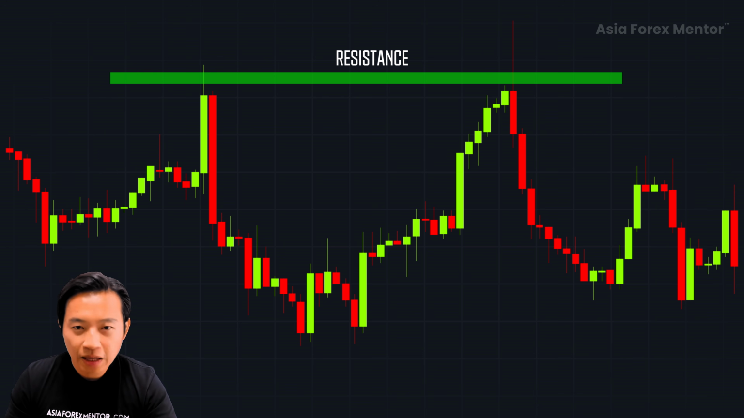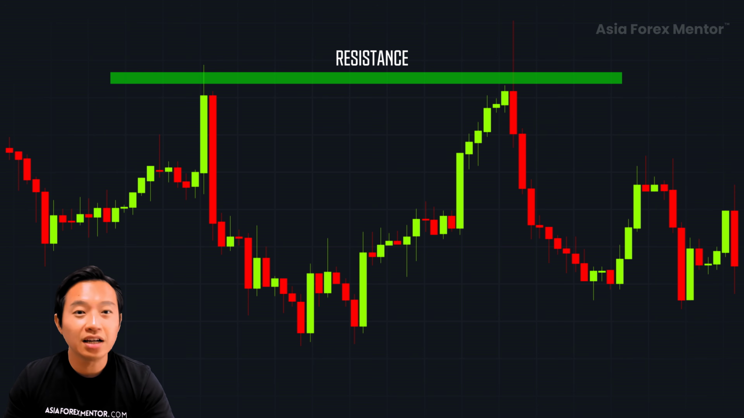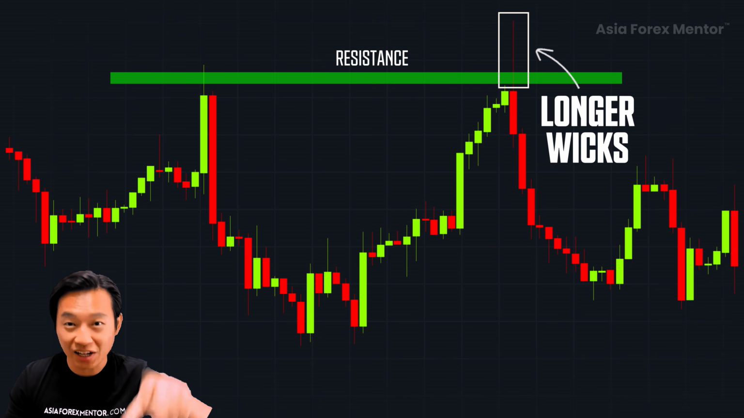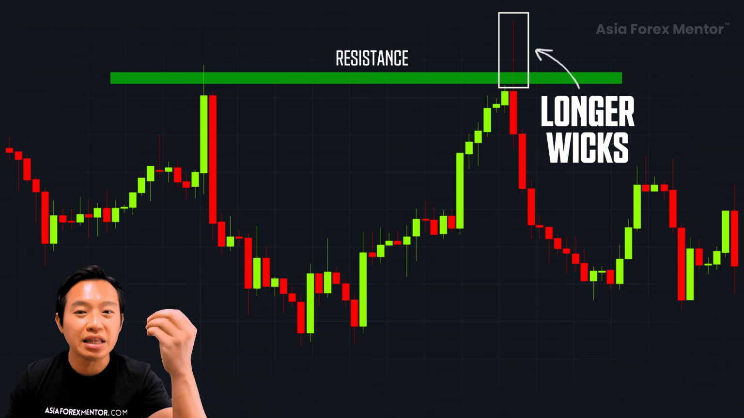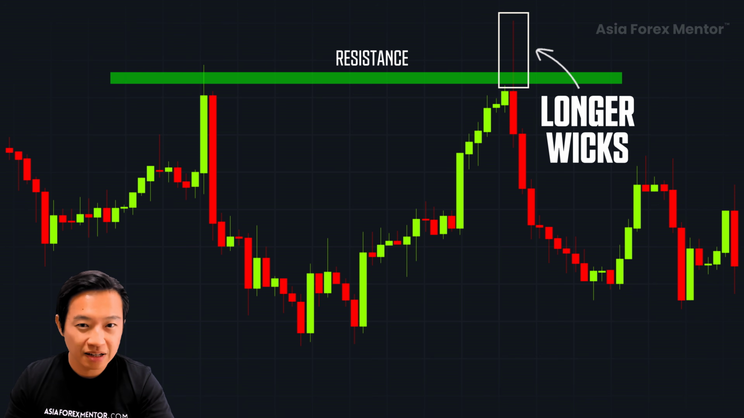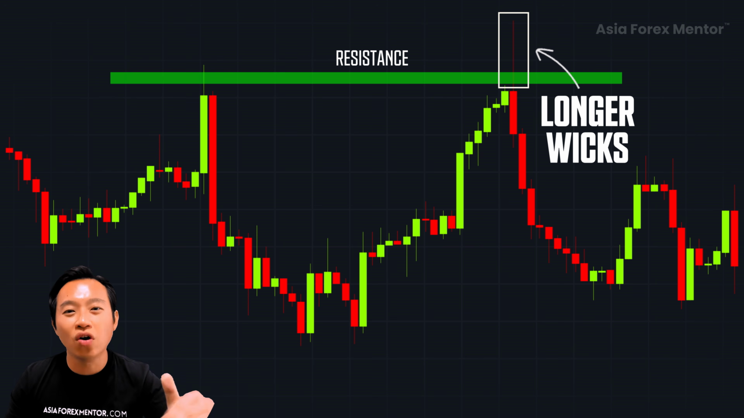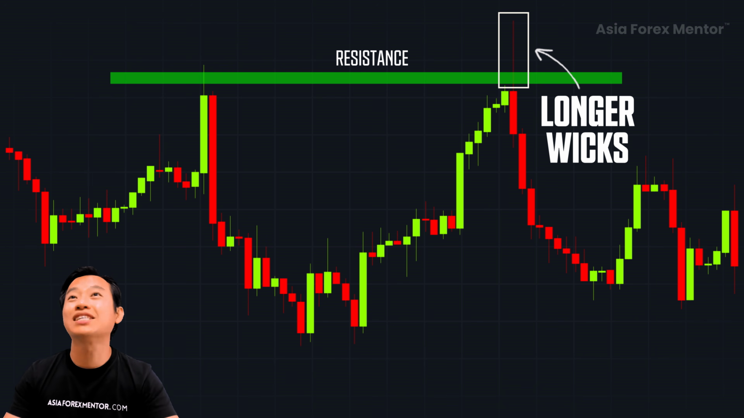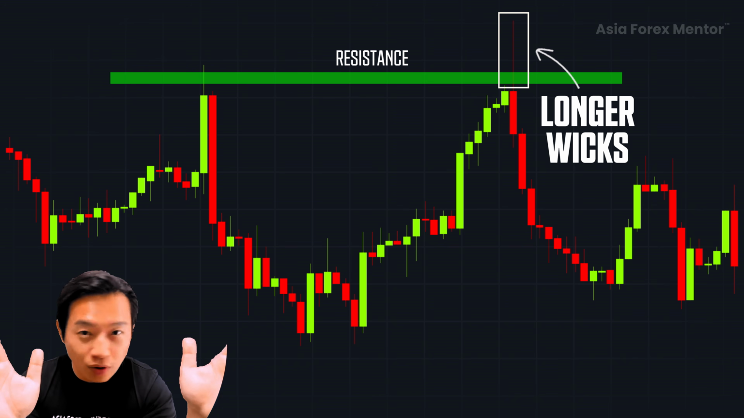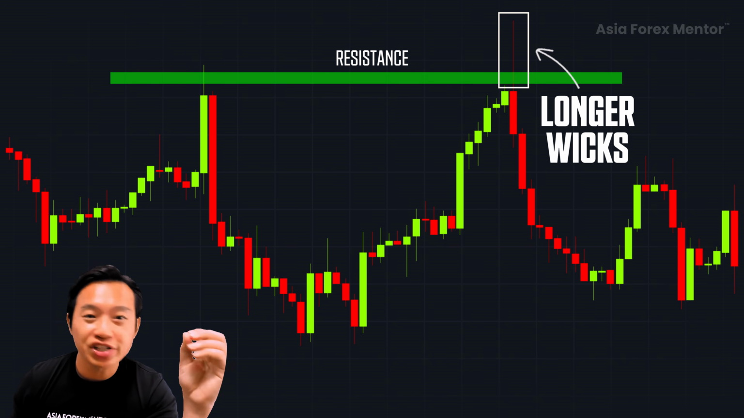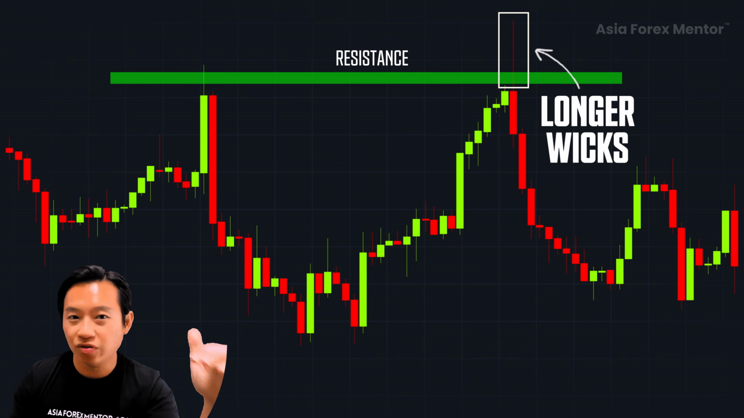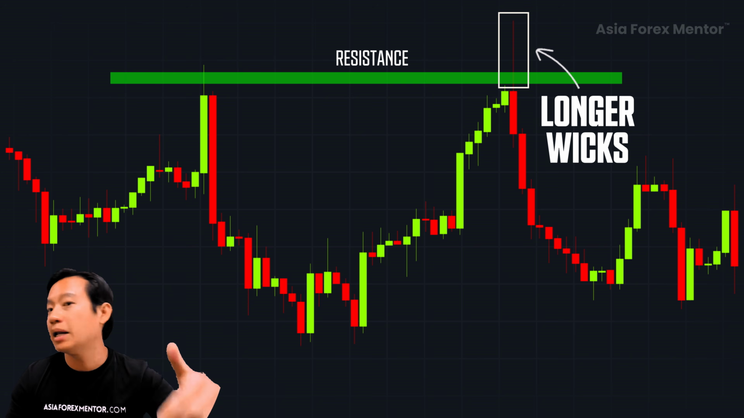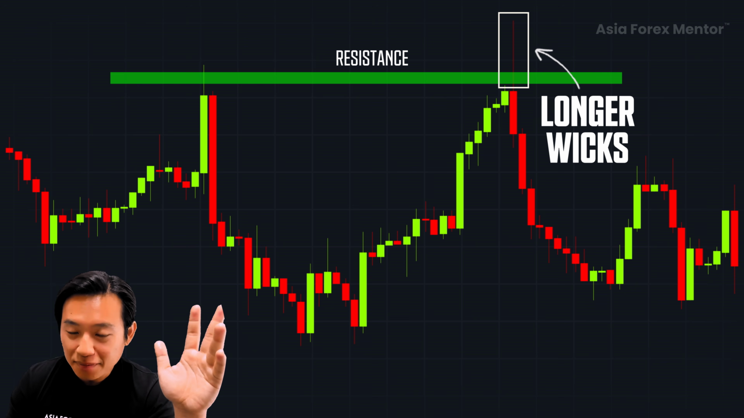Here's a good tip. When trading rejection candles, look for longer wicks. The longer the wick, potentially the better. The longer the wick, the stronger the rejection in that area. Rejection candles are powerful, especially at important zones such as support and resistance levels. They are able to move the market big time.